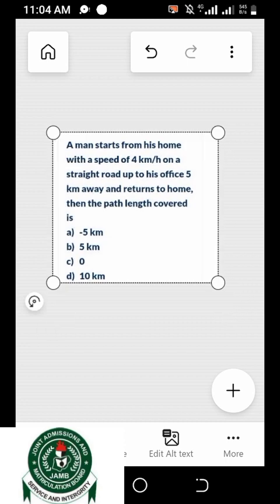So first of all, we need to find the distance, right? Remember, he goes to work and he comes back, right? That means he goes to work and he comes back. So the distance using the speed, 45 kilometers per hour is 4 kilometers per hour, right? Because remember, distance is speed times time.